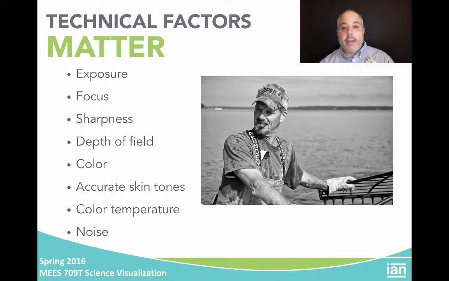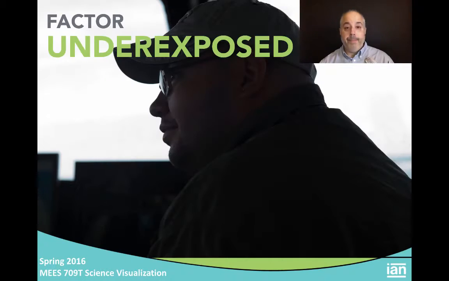We'll begin by talking about some of the technical factors. There are many technical factors that can contribute to whether or not a photograph is a great photo or a poor photo. Some of those technical factors include things like exposure, focus, sharpness, depth of field, color, accuracy of skin tones, color temperature, and noise. We're going to go through each of those in a little bit more detail, but the first point I want to make is that there are technical factors that determine what makes a good photo and what makes a photo that isn't so good. The first factor has to do with exposure.